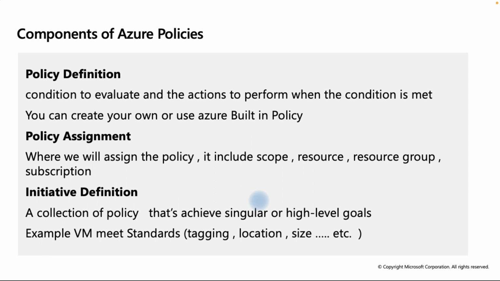Next, initiative definition means a group or collection of policies. For example, you are creating a VM, and if you apply an initiative, your VM meets the standard. Your organization's VM needs tags, a location, a size, and a backup. This group of policies you can apply at one time. So a set of rules is a policy, and a collection of policies is called an initiative definition. So now you can understand. Once we go to the portal, we can easily identify them. The explanation is a bit difficult, but keep it in mind.